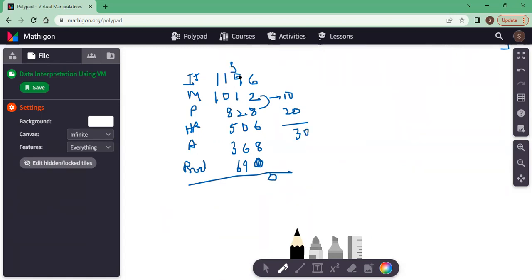So 9 plus 1 is 10. So 6 plus 2 is 8. 9 plus 3 is 12. So it is 20 here. On the whole, again, it is 30 here.